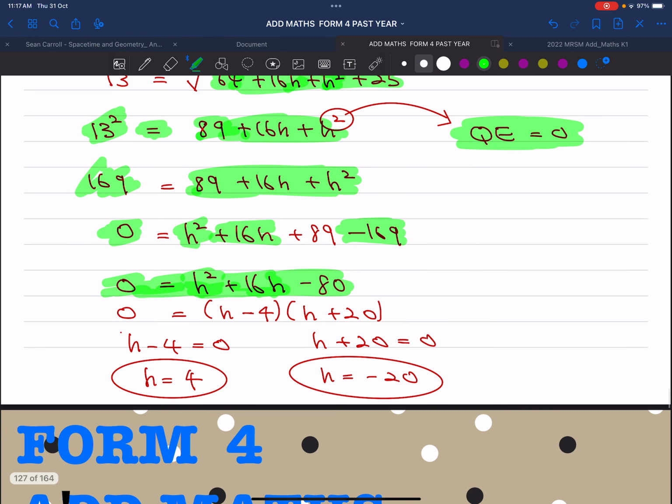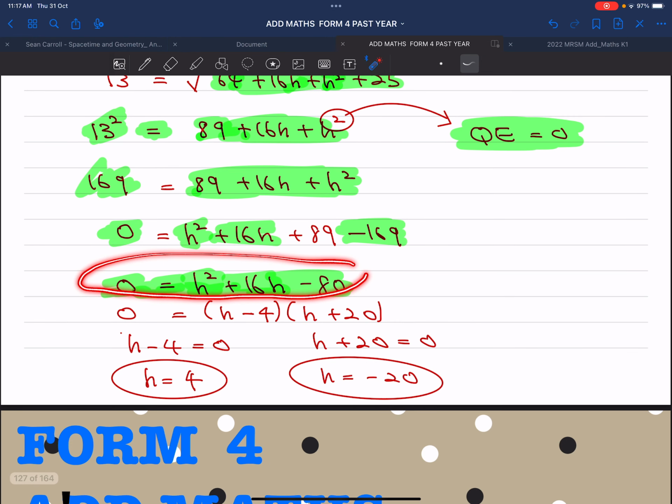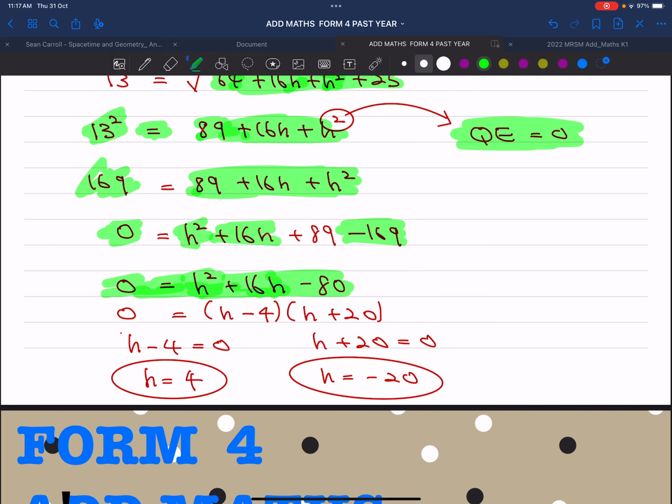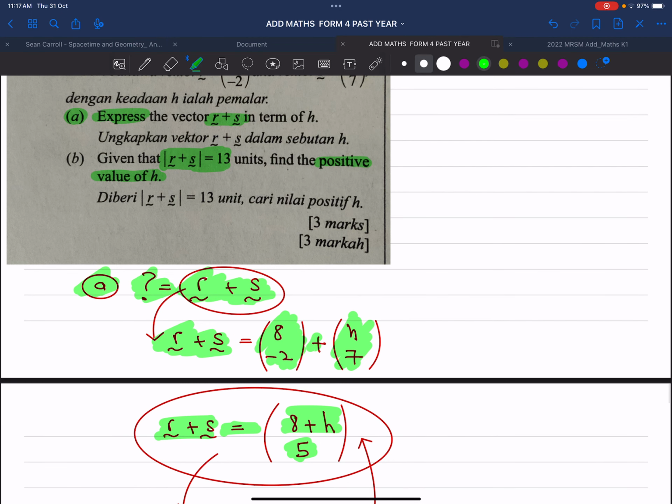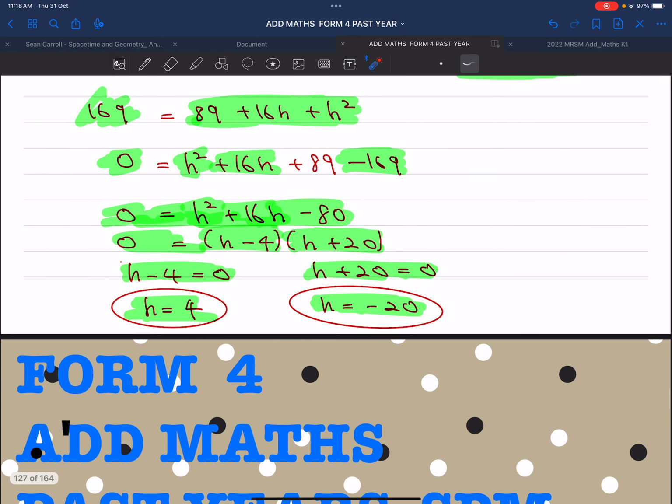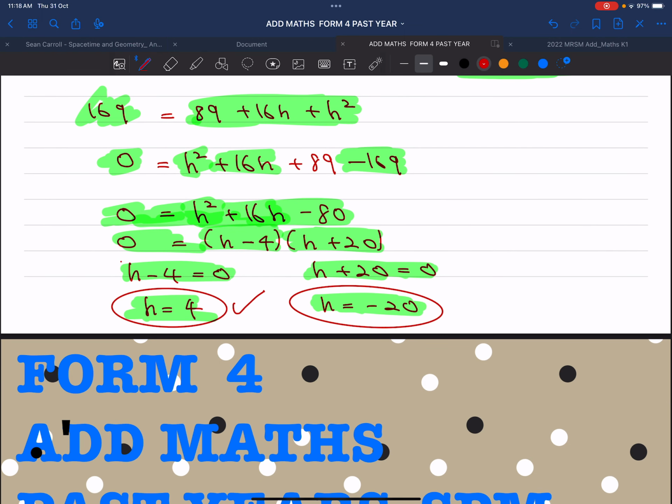Now we factorize this quadratic equation. Use your calculator. I will get 0 equals (h minus 4)(h plus 20). Therefore, h minus 4 equals 0, h is 4. And then h plus 20 equals 0, h is negative 20. If you remember, they were asking for positive value, which means our answer is h equals 4. This is not our answer because here h is negative.